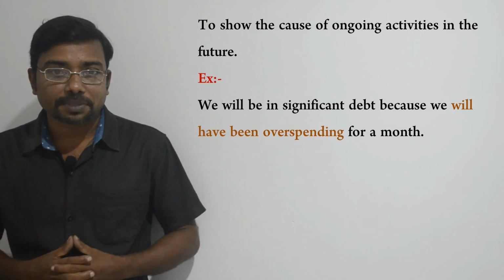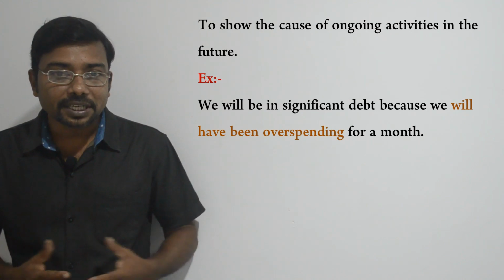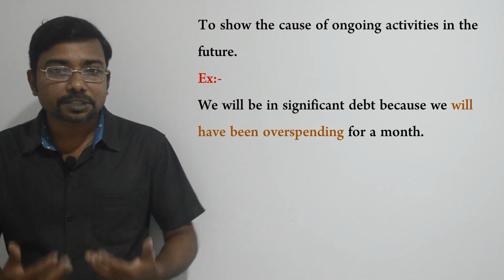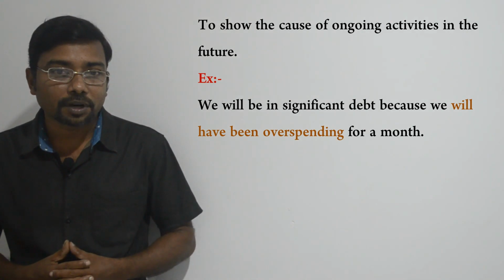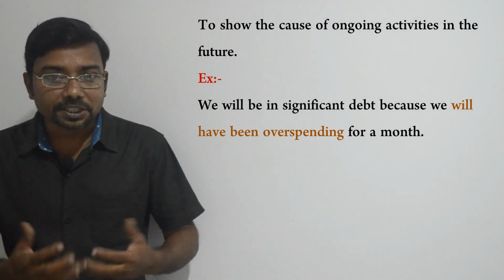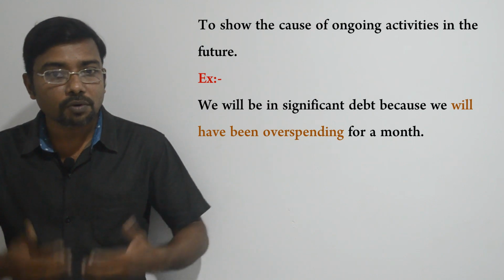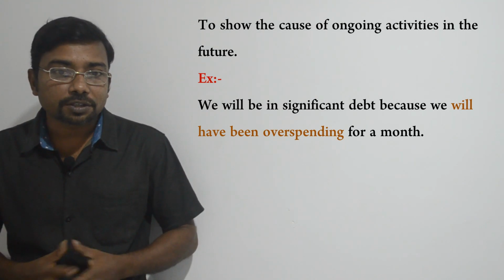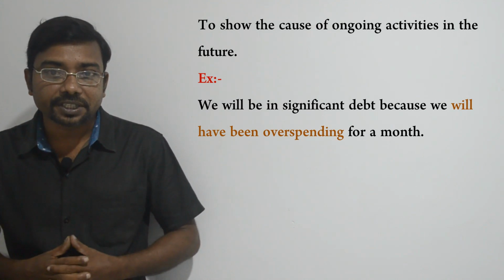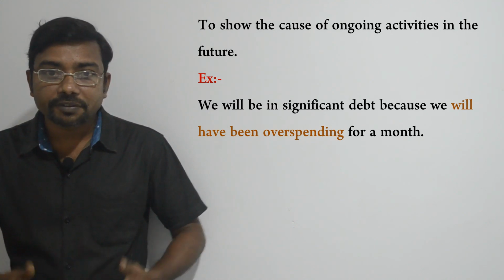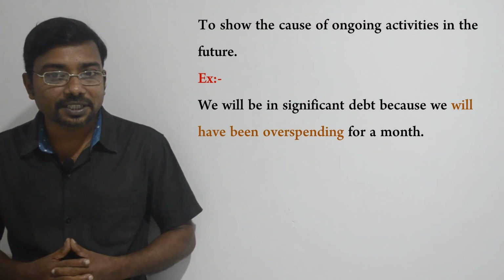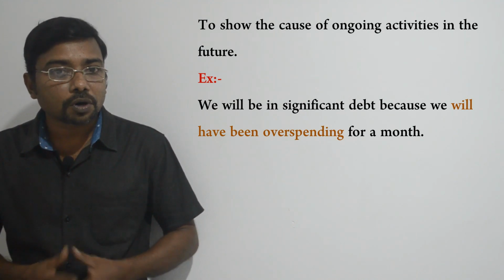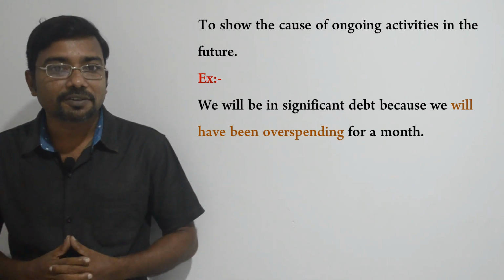Okay everyone, remember we can also use this tense to show the cause of an ongoing action in the future. Look at this example. We will be in significant debt because we will have been overspending for a month. Here the time expression for a month shows how long we will have been overspending, and it also shows the duration of the activity. So here the cause is that we will be in significant debt.